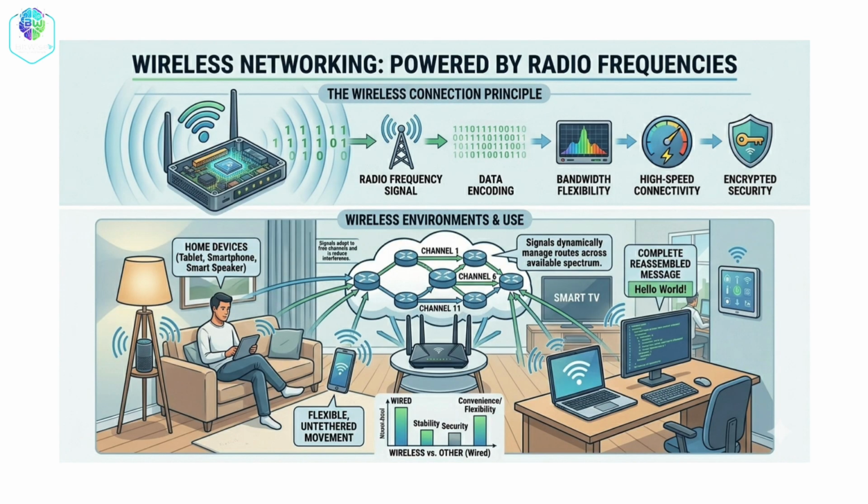The second type is wireless connection. In this type, devices communicate using radio signals or Wi-Fi. Wireless networking provides flexibility and convenience because devices can move freely without cables. This is the type of networking most commonly used in homes today.